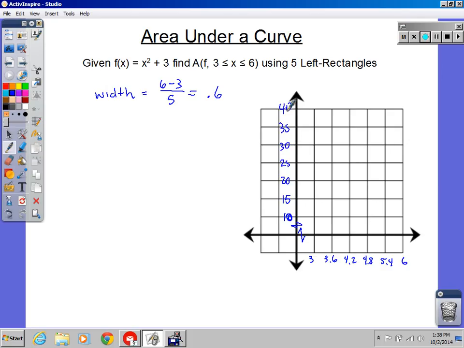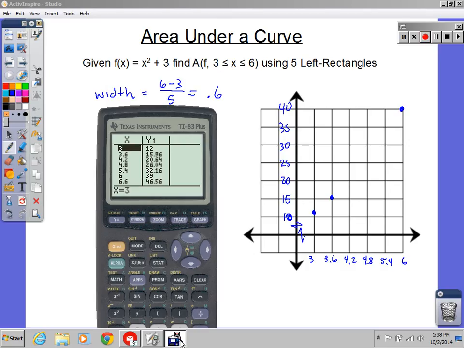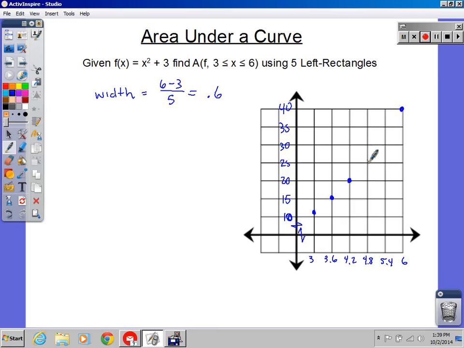So I'll plot my points then, my first one being 12. I remember that. The second one was 15.96. Let me go in. I know the last one was 40. Let me flip back over here. Shame I can't have this up at the same time. 20, 26, and 32. So there's the section of my parabola that I'm going to be finding the area for.